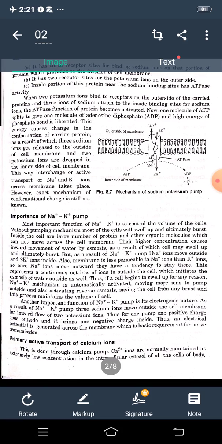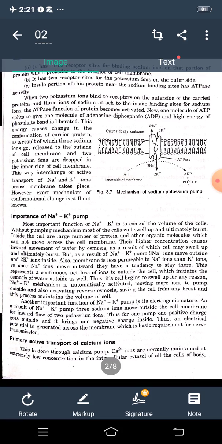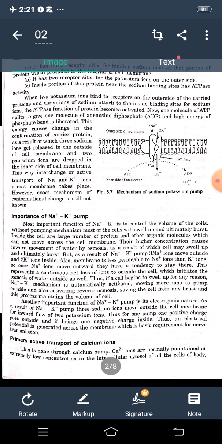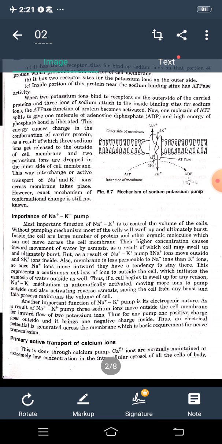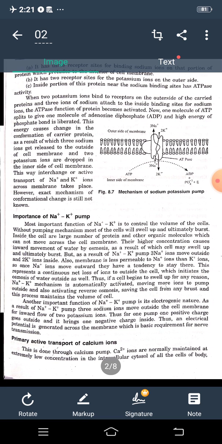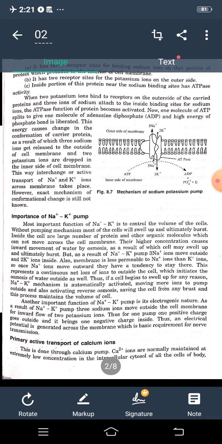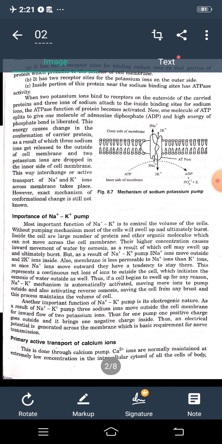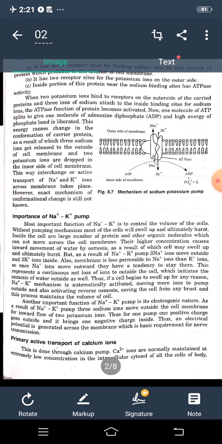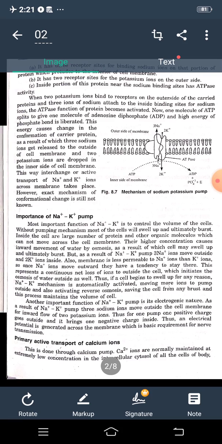Another important function of this sodium potassium pump is its electrogenic nature. As a result of the sodium potassium pump, three sodium ions move outside the cell membrane for the inward flow of two potassium ions. Thus, for one pump cycle, one positive charge goes outside and it brings one negative charge inside. Thus, an electrical potential is generated across the membrane, which is a basic requirement for nerve transmission.